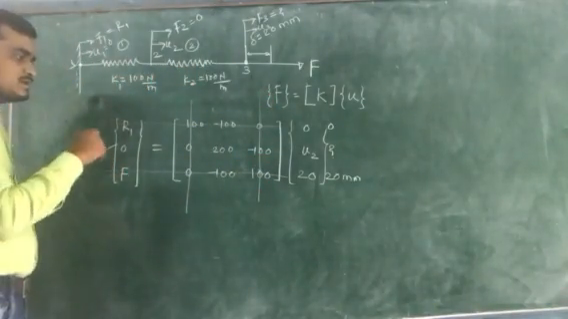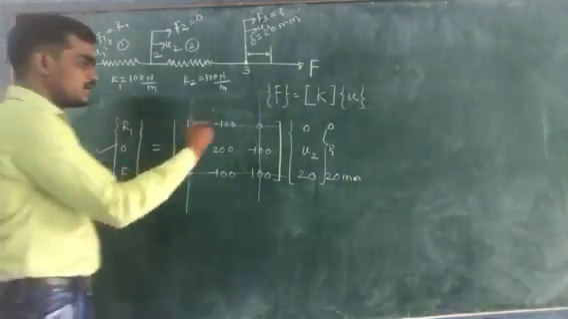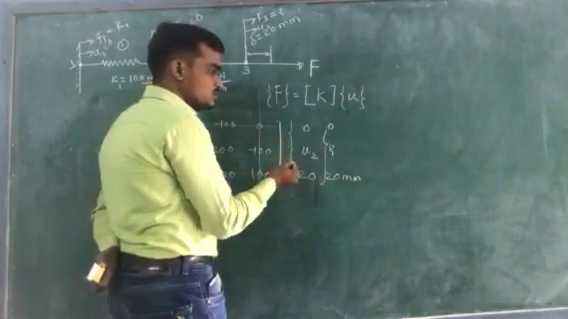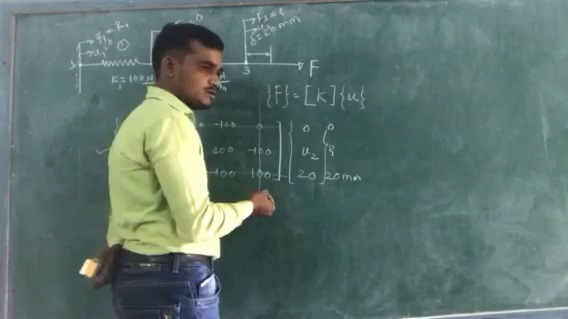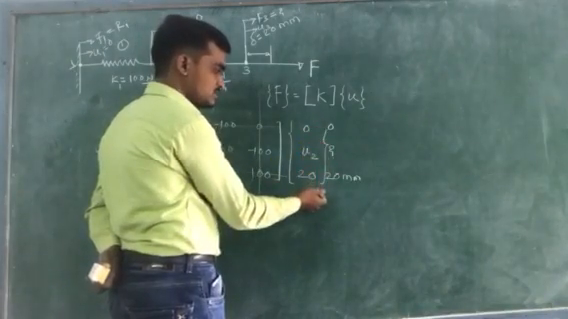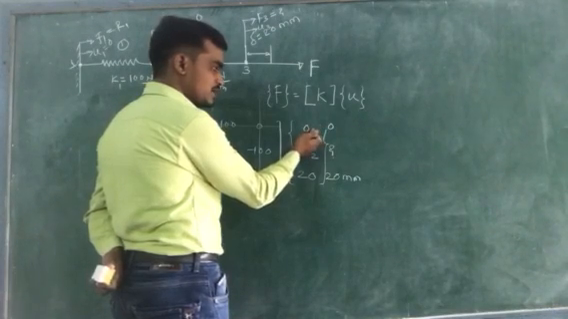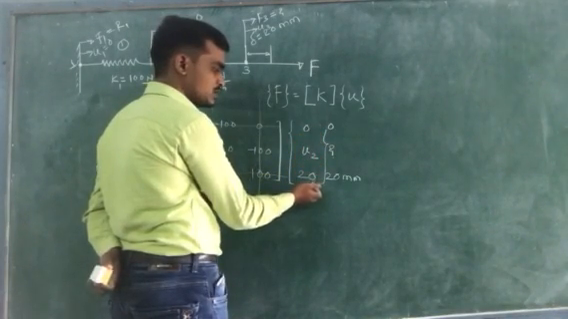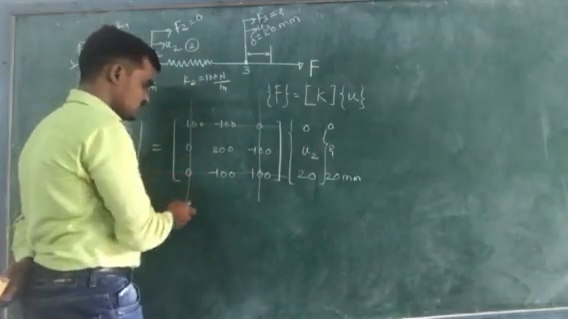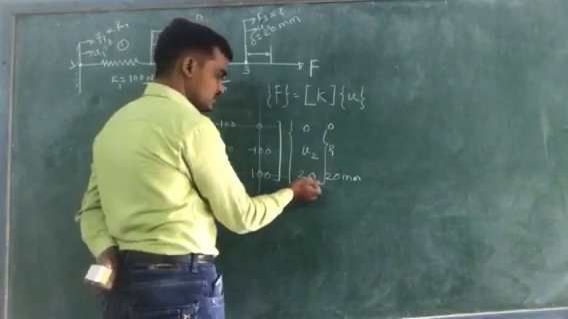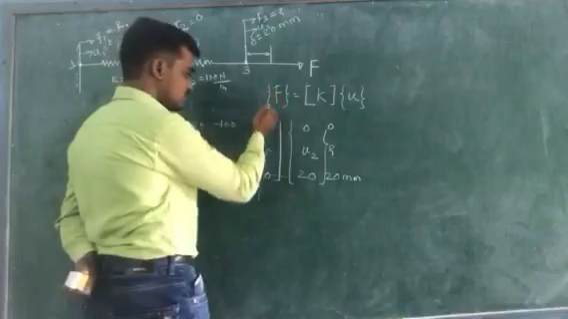Or you can apply the elimination approach in different ways. Means at the RHS, where the displacement values are known, eliminate those rows and columns. Here we know the value of U1 as well as the value of U3. So eliminate this row as well as column. Similarly, eliminate the known value row and column, the third row and third column.